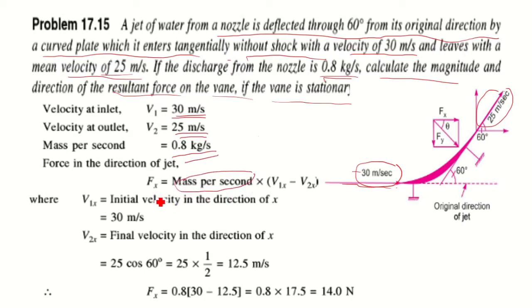So F of x, we need to find the force in the direction of the jet. So we need to find the resultant force. Since in this particular problem we have F of x component and F of y component, we need to find the resultant of these two components and also find the angle with which this component is acting to the horizontal.